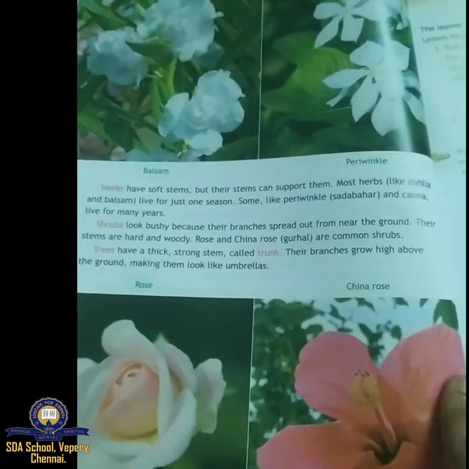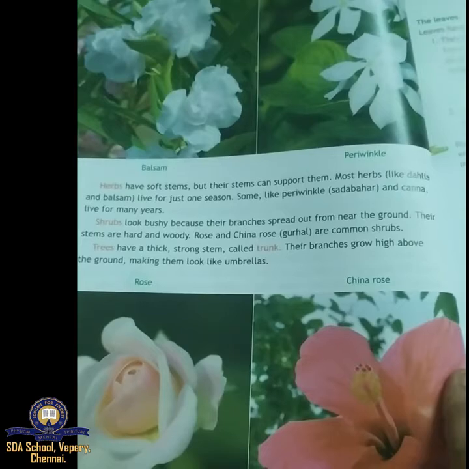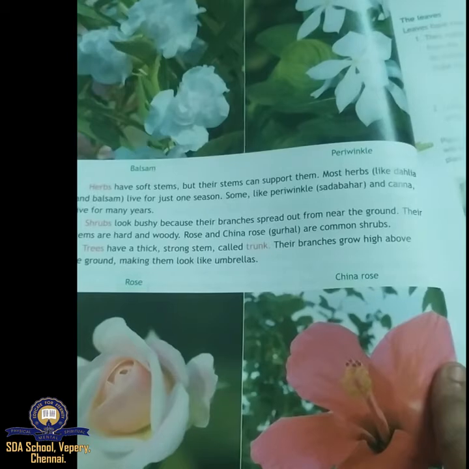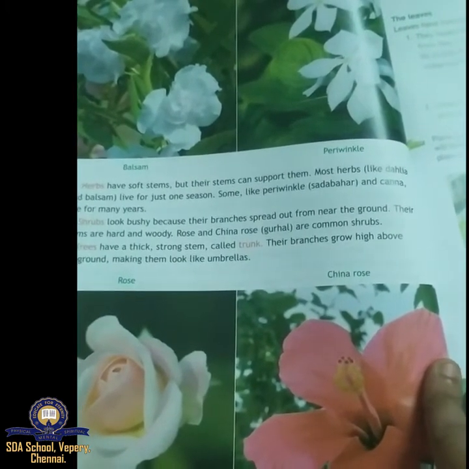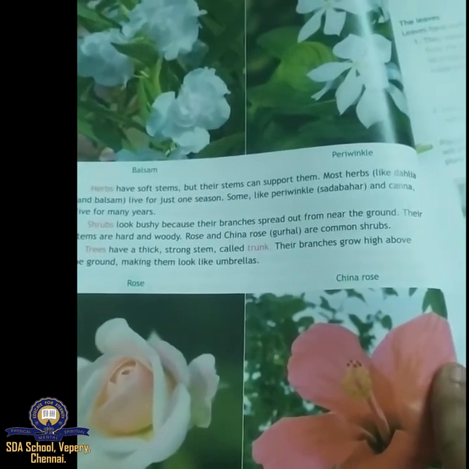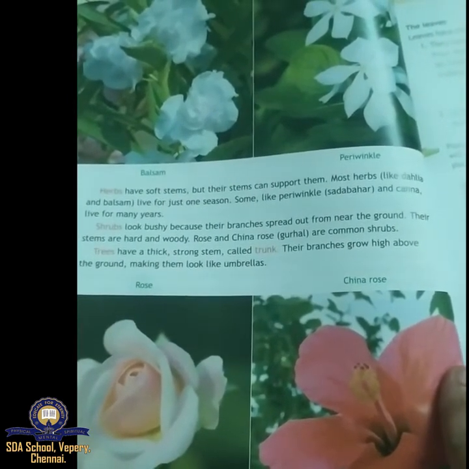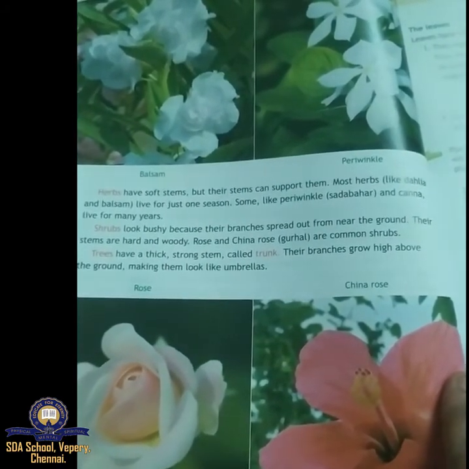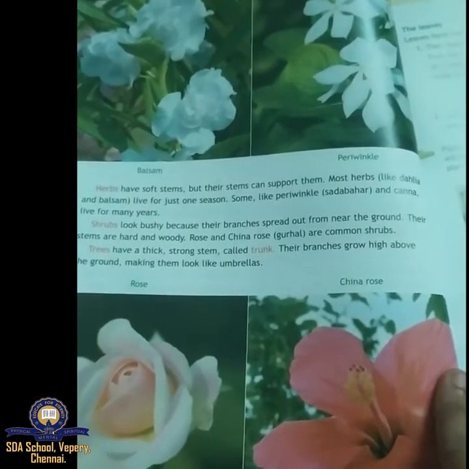Shrubs look very bushy. Why? Because the branches spread out, and it looks very thick and bushy, and the stems are very hard. Herbs have soft stems, but shrubs have hard and woody stems. These are the differences between herbs and shrubs. An example for shrubs is the rose plant.